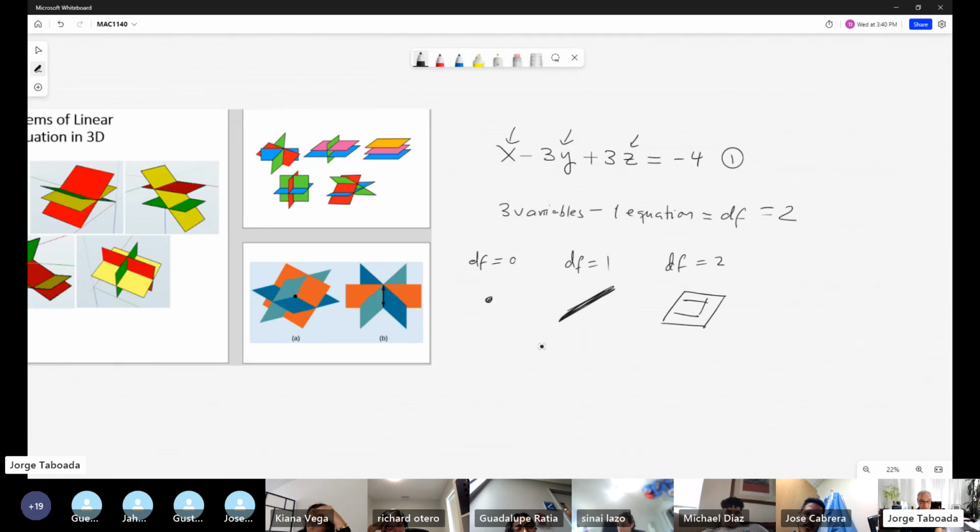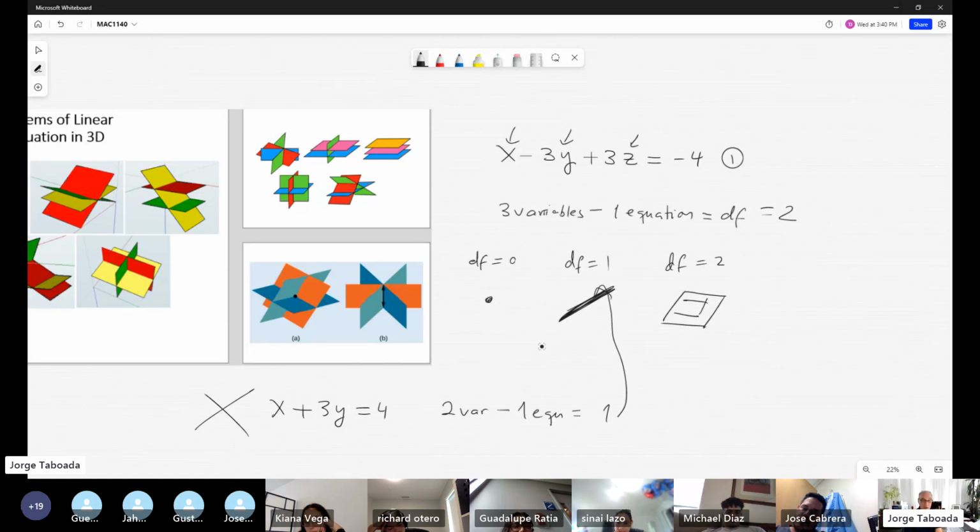So one classical equation in 2D is x plus 3y equals 4. In this case we have 2 variables minus only one equation. 2 minus 1 is 1, degree of freedom 1, which represents the line. That is the reason that we are drawing a line. But in 3D, no. In 3D it's a plane.